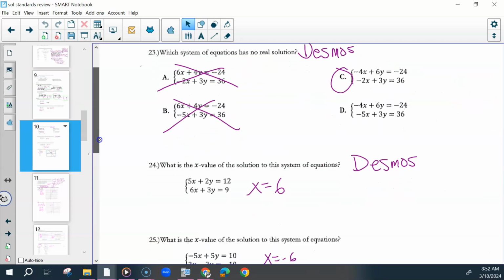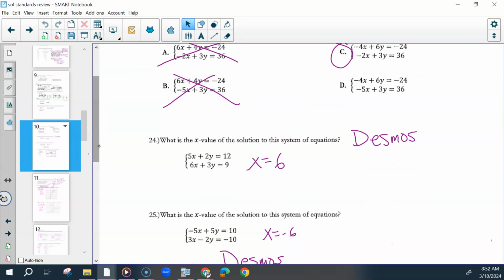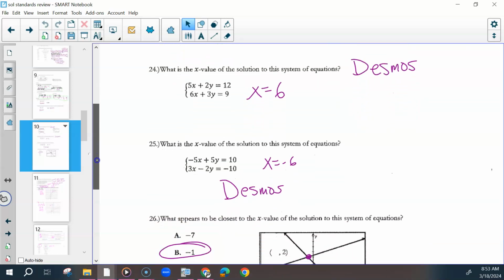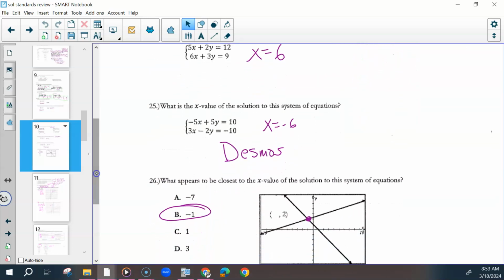(23) was C. 24, x equals 6. 25, x equals negative 6. And then I'll scroll down one second. (26) was negative 1. And then go on to the next page.